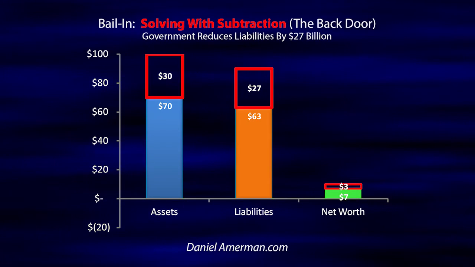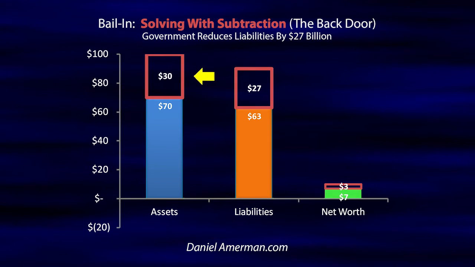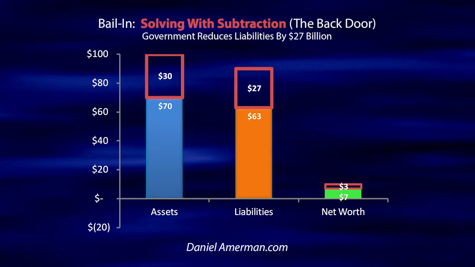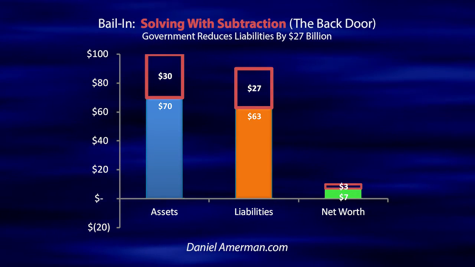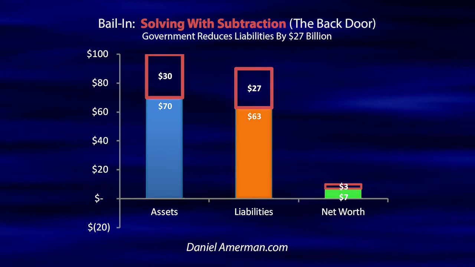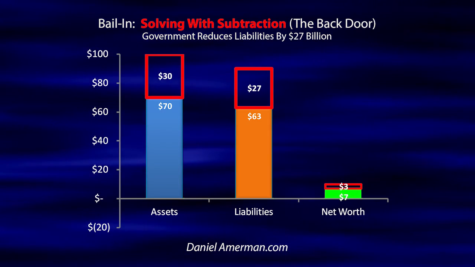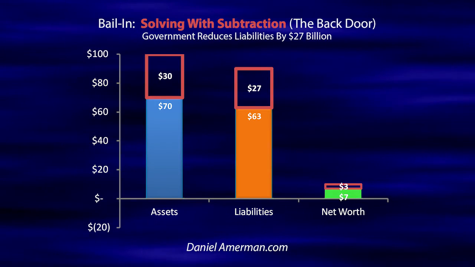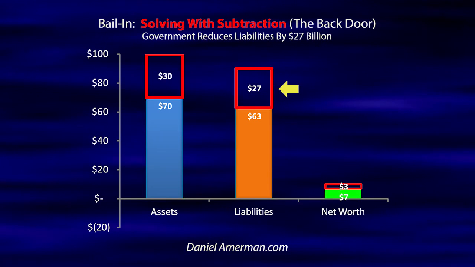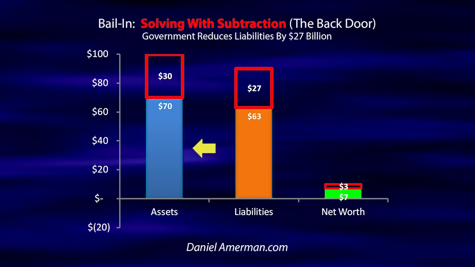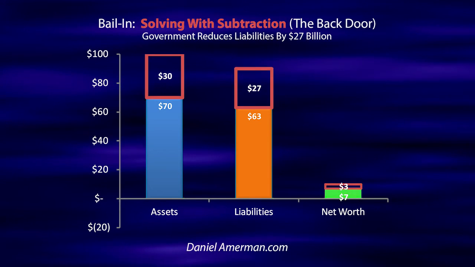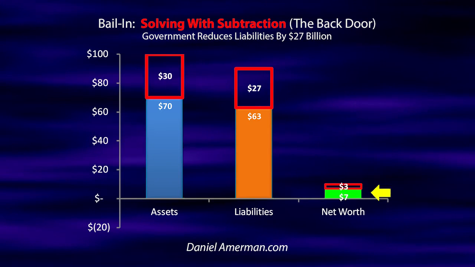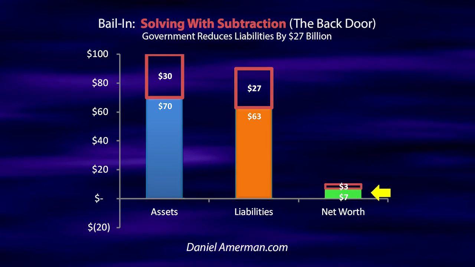Now, if we're looking at a bail-in, you can still see the empty box for the $30 billion is still there. In this case, the government isn't putting any additional money into the bank. Instead, what is being done is that the value of the liabilities are reduced by the government by $27 billion. Now, we take $70 billion in assets, we subtract $63 billion in liabilities, and we have a $7 billion net worth.